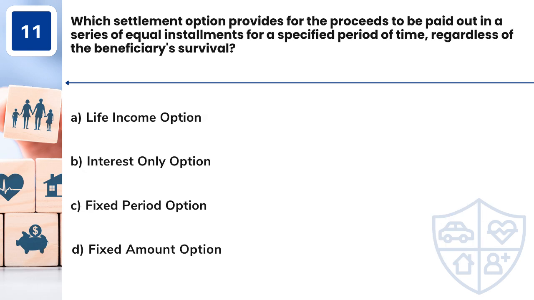Question 11. Which settlement option provides for the proceeds to be paid out in a series of equal installments for a specified period of time, regardless of the beneficiary's survival? A. Life income option. B. Interest-only option. C. Fixed period option. D. Fixed amount option.